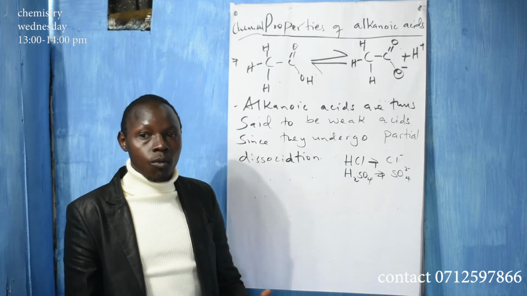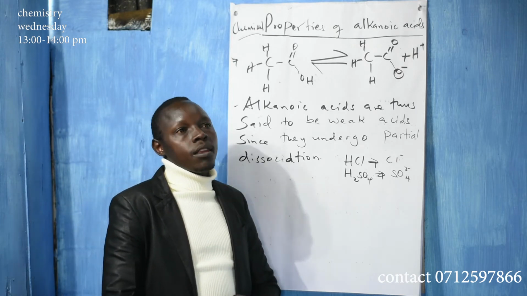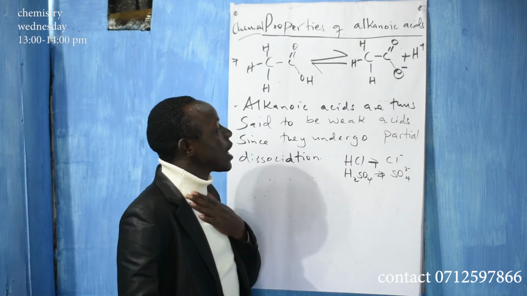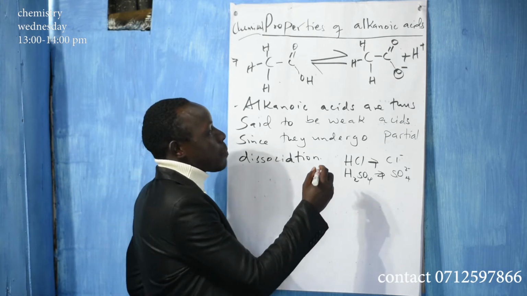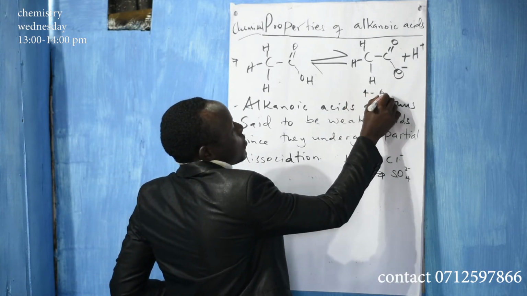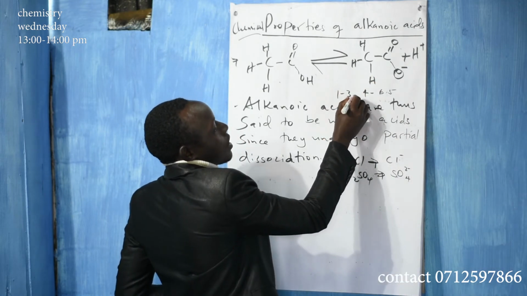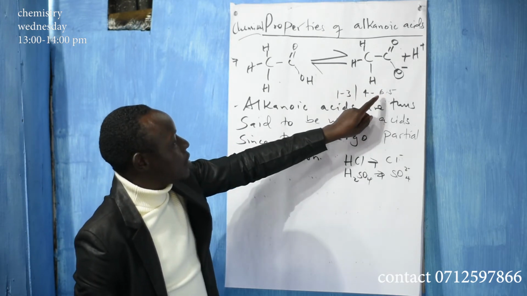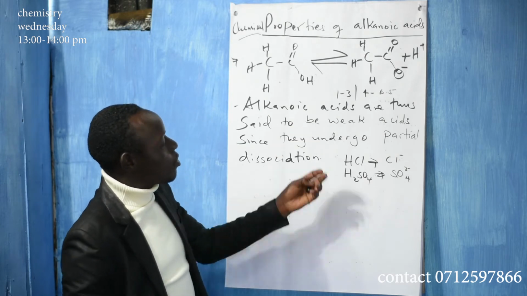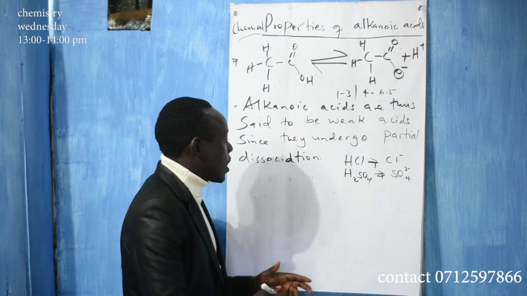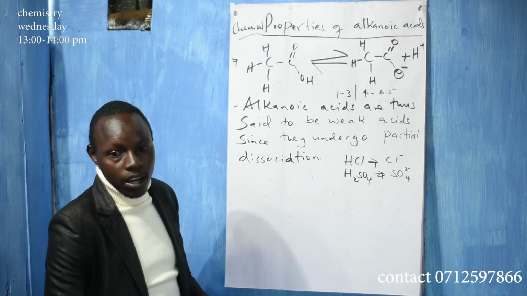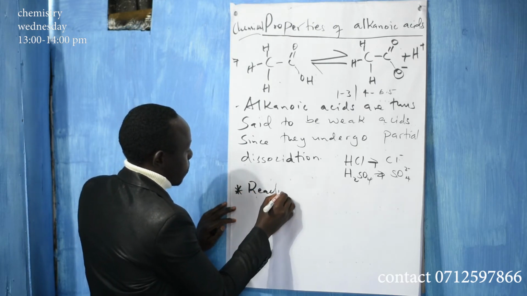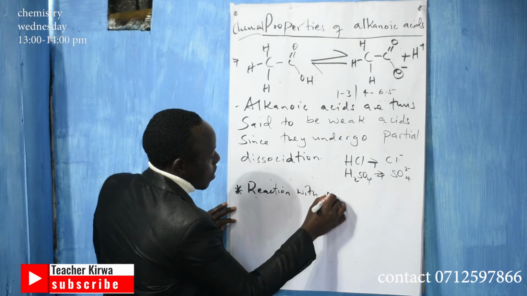If you remember from Form 1, when we were looking at the universal indicator and the pH scale, weak acids have a pH of between 4 and 6.5, and strong acids are 1 to 3. So the pH of this one is around 4 to 6.5, in most cases 5 or 6. So we are saying they are weak acids. Now we look at reaction with metals.